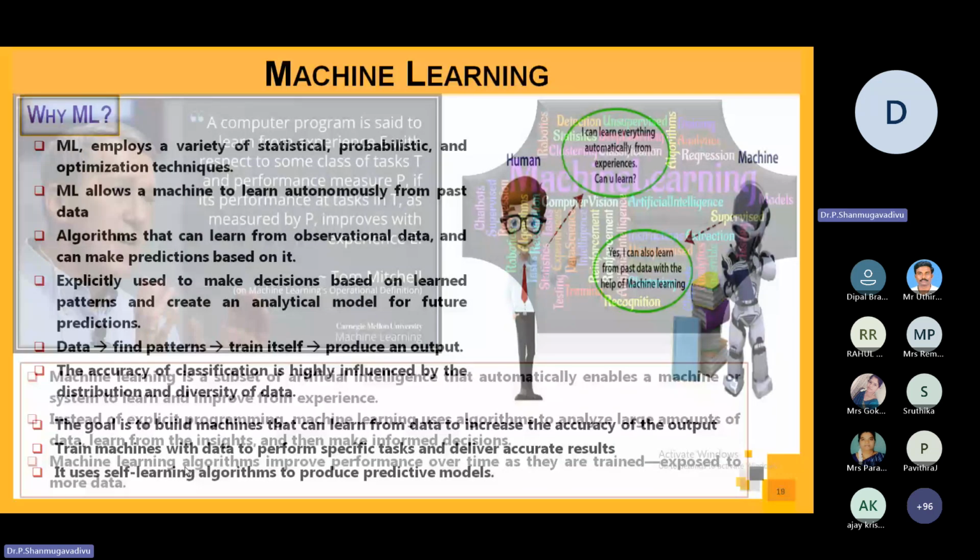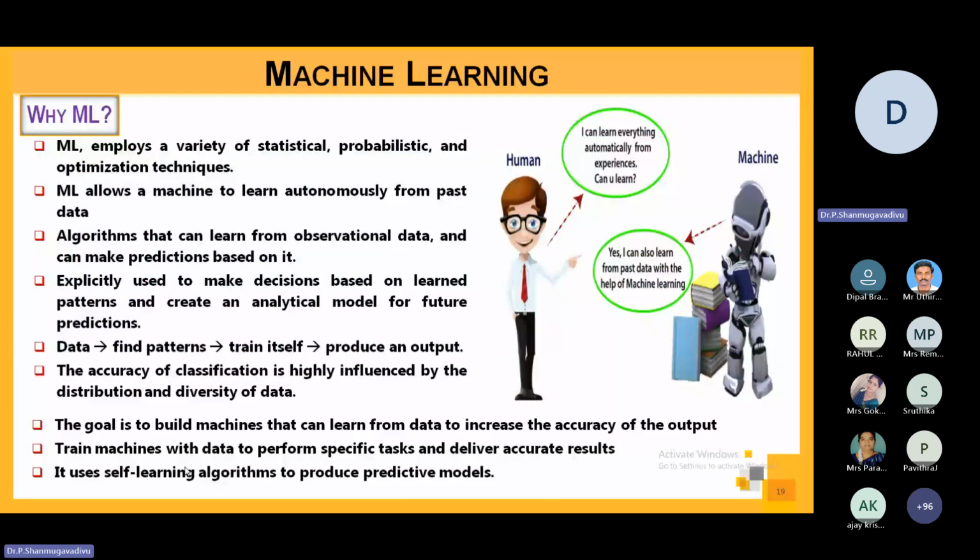Now, how can I take a deep dive into machine learning? The foremost step is that we have to have basic knowledge about statistics, probability, and optimization techniques. So these three are very important to make decisions. And then ML allows machines to learn automatically from the past data. Of course, we can make the machines understand what is what based on the kind of past data that you have.